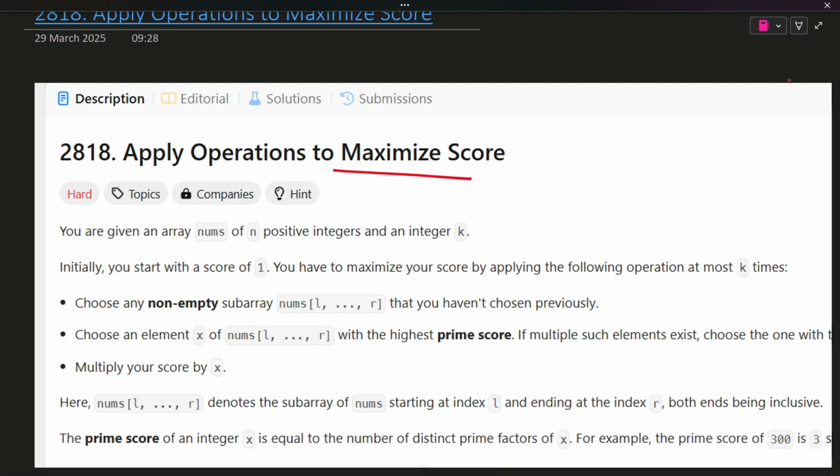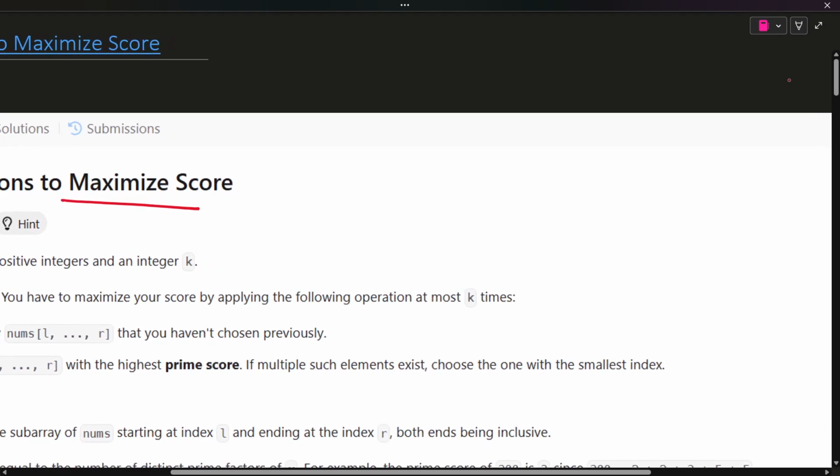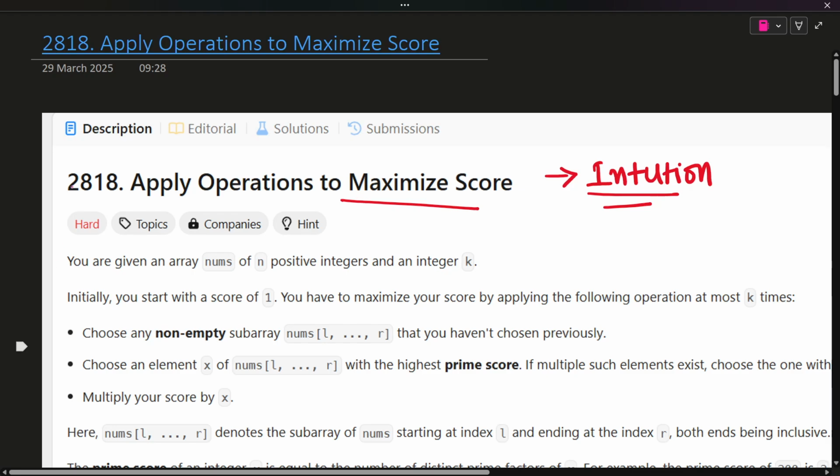In this video, we are going to talk more about the intuition part, because the coding part isn't tough. If you have the intuition, then the coding isn't that tough. So here we are going to talk more about the intuition. The question number is 2818, and as you can see, it is marked as hard. Let me read the description and then we will try to solve it.